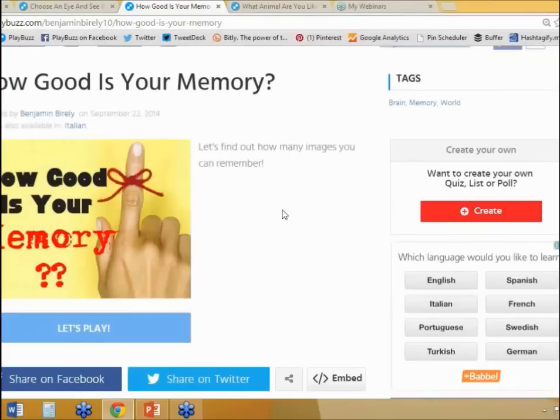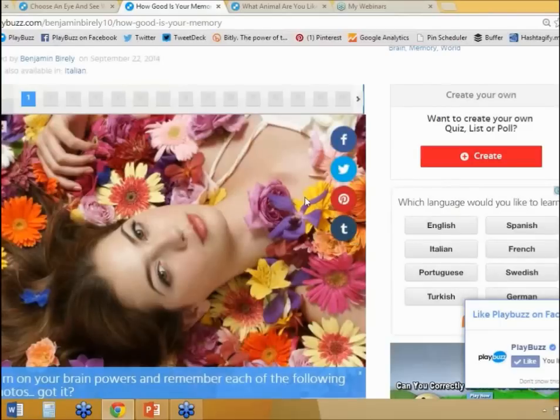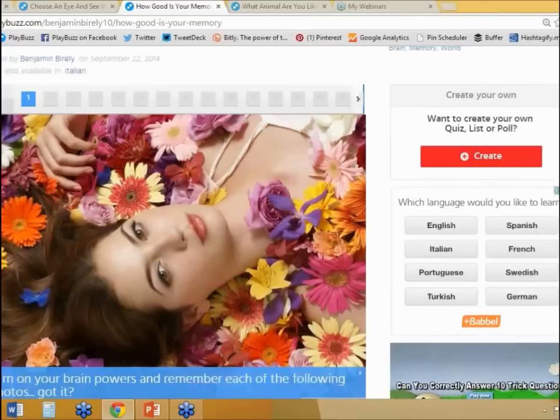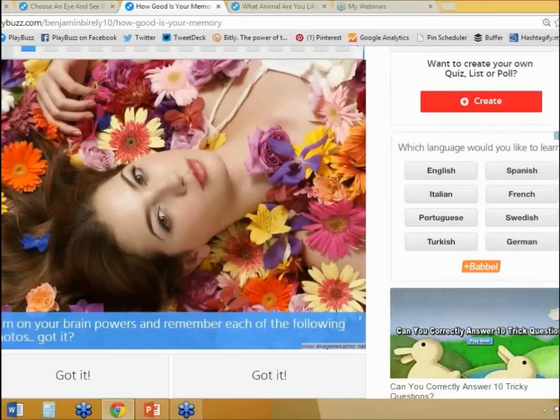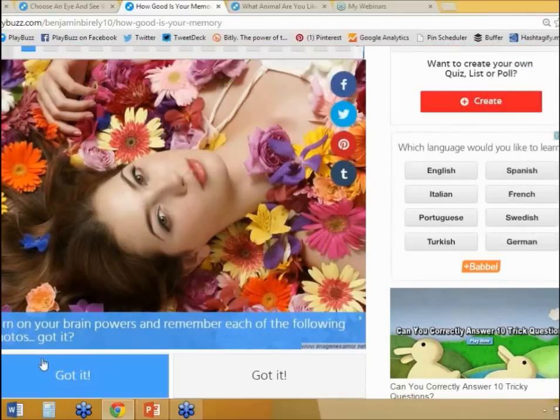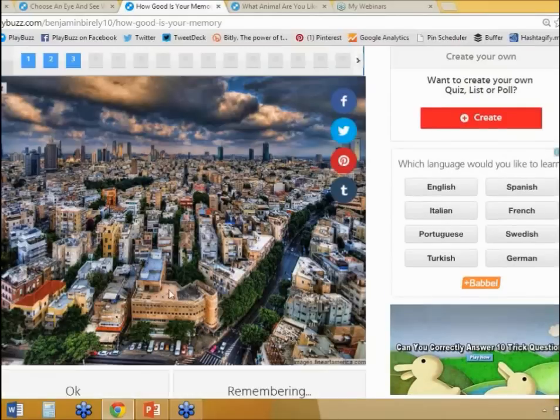So as you can see, as we go ahead and play with this item a little bit, instead of asking, the user was probably expecting to be asked, how often do you lose your keys, or do you remember your mom's birthday? Instead, they were asked to take a look at a series of pictures and remember them and sort of absorb the pictures.